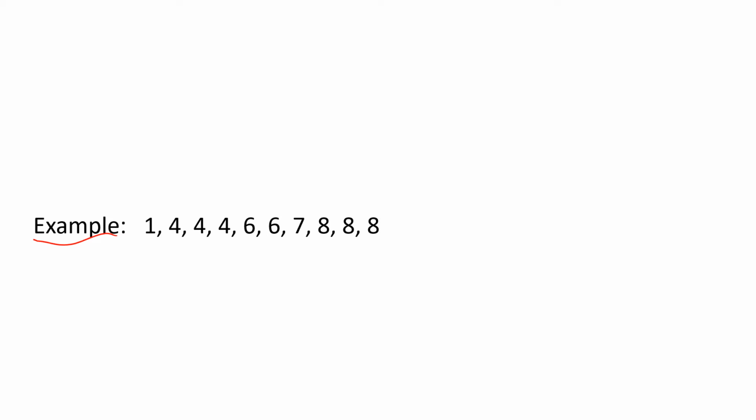So in other words, here's a bunch of people that wrote a test and one person got a 1, a couple of people got 4s, a couple 6s, a 7, and a couple of 8s. So what can we do to interpret that?